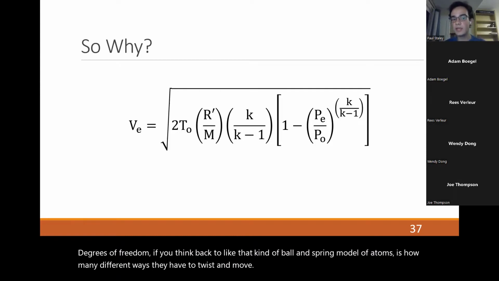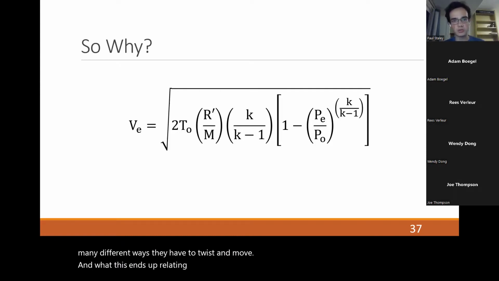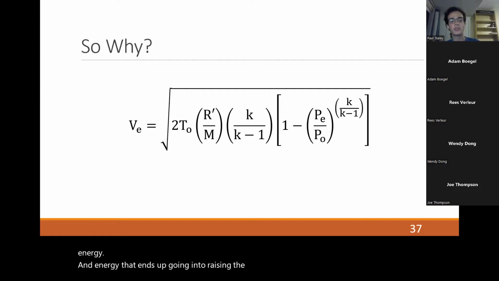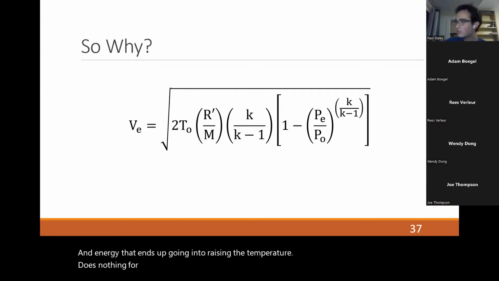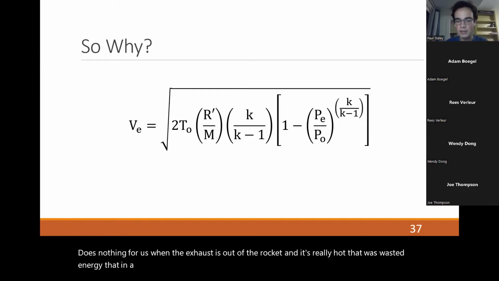And what this ends up relating to is a different kind of efficiency. Our reaction's releasing a lot of energy. And the energy that ends up going into raising the temperature does nothing for us. When the exhaust is out of the rocket and it's really hot, that was wasted energy that in a perfect world could have got put into the kinetic energy, into the VE.